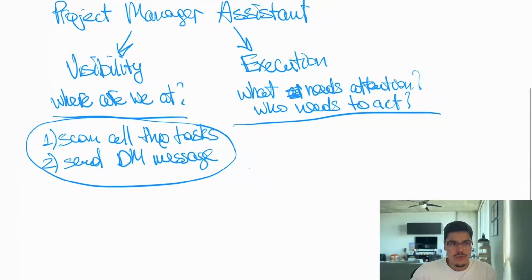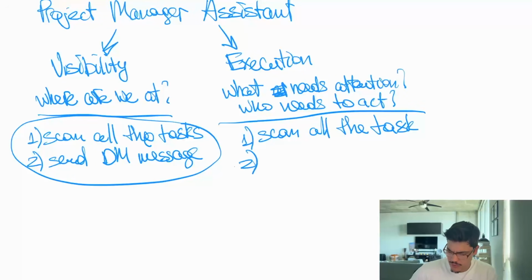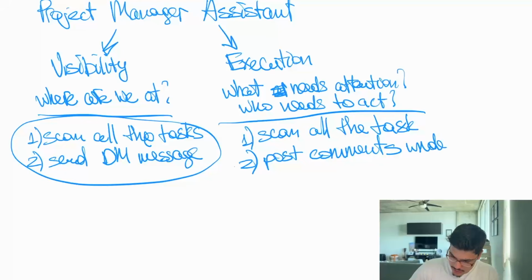When it comes to execution over here, the execution is going to be broken down into almost the same things, right? One, you're still going to need to scan all the tasks. So we're going to do this first. The second thing that we're going to do is, instead of sending a DM message, I want to make people act on things. I want to make people post comments and update statuses and update custom fields. So instead of just sending a DM message, I'm going to actually post comments, all right, under all the tasks.